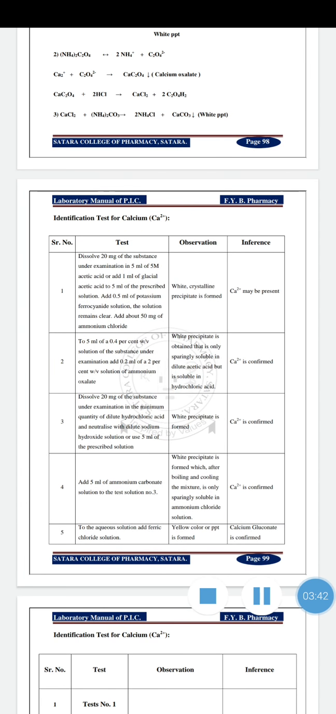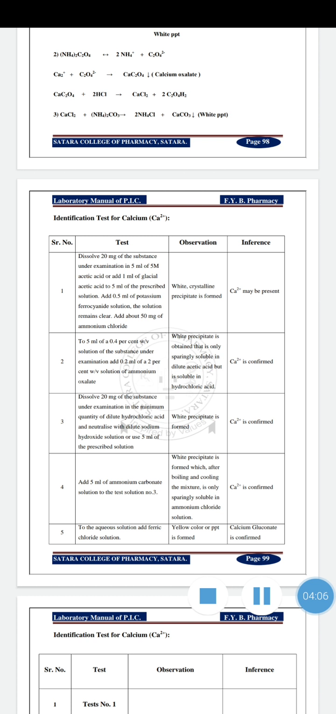The next test: take 5 ml of a 0.4% solution of the substance under examination. Add 0.2 ml of a 2% solution of ammonium oxalate. A white precipitate is obtained, which is only sparingly soluble in dilute acetic acid but soluble in hydrochloric acid. Calcium is confirmed.